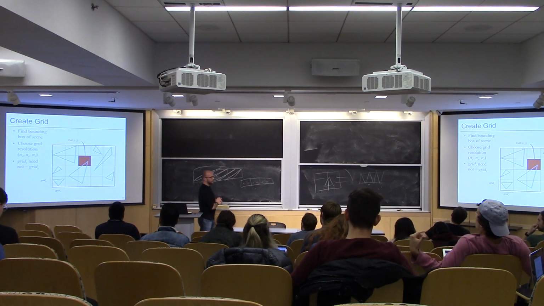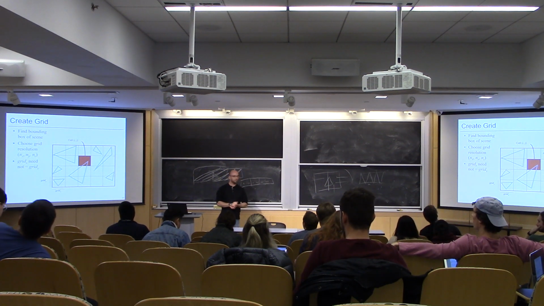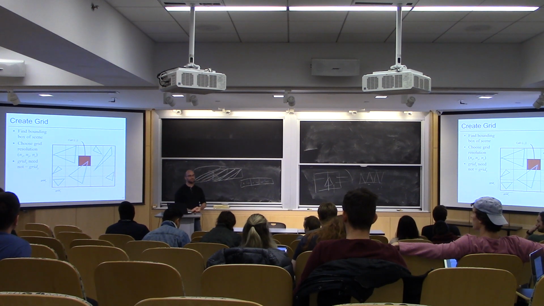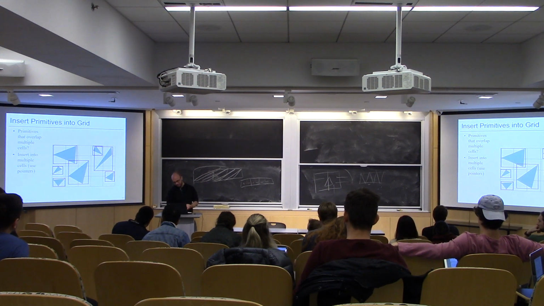So that's the basic setup in a little bit more detail. Step 0 is create your grid. There's a really annoying parameter here, which is the width of your box, which is hard to choose. You have to be careful because objects have to be inserted into many different cells, potentially.